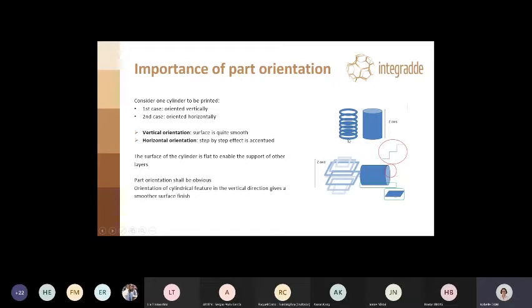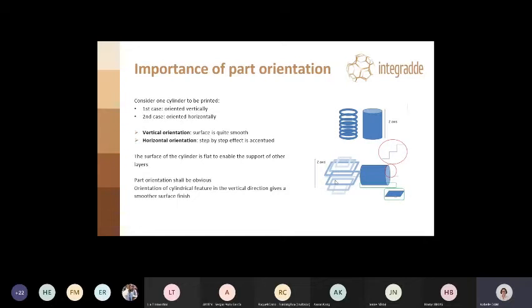With the vertical orientation, the surface at the end will be quite smooth, because the 3D printer will construct this part as a series of concentric circles, layer on top of another one. So it would produce a final cylinder with a relatively smooth surface. But in the second case, with a horizontal orientation of the same cylinder, the step-by-step effect will be more important.